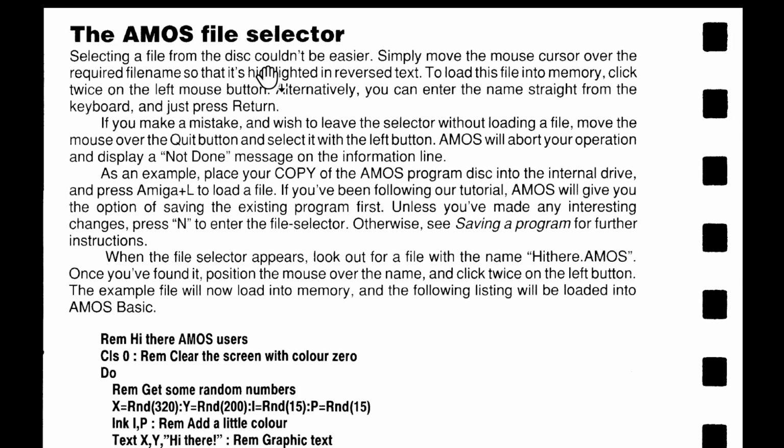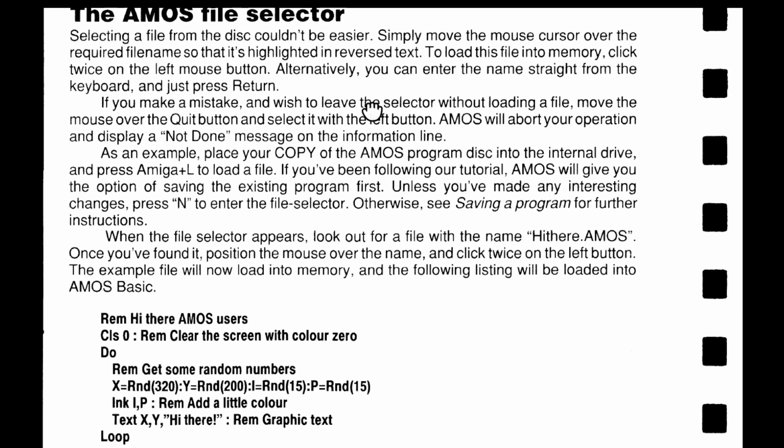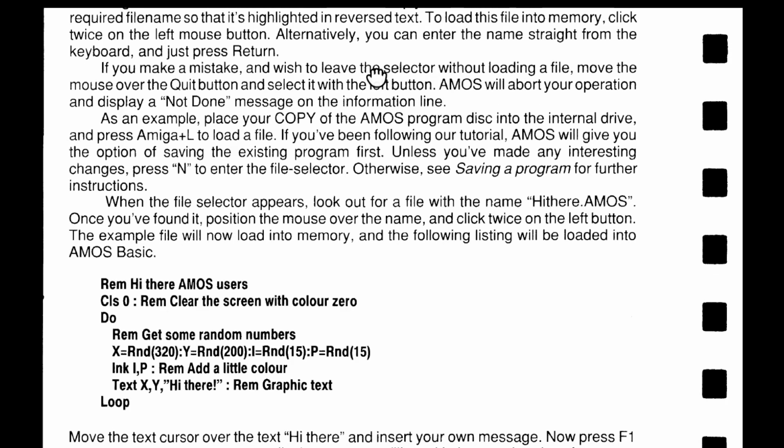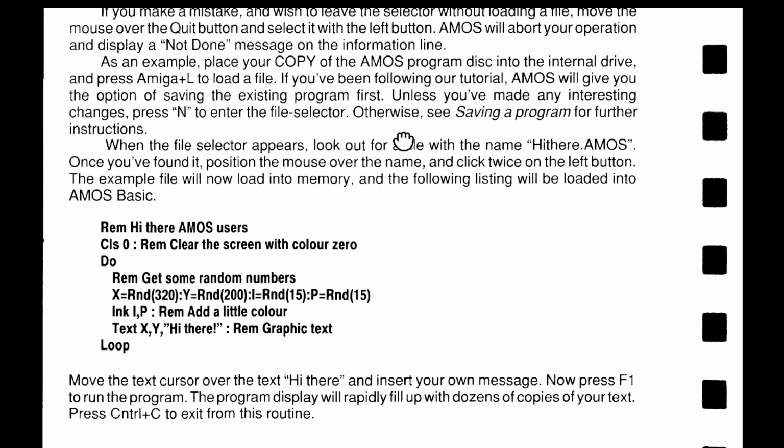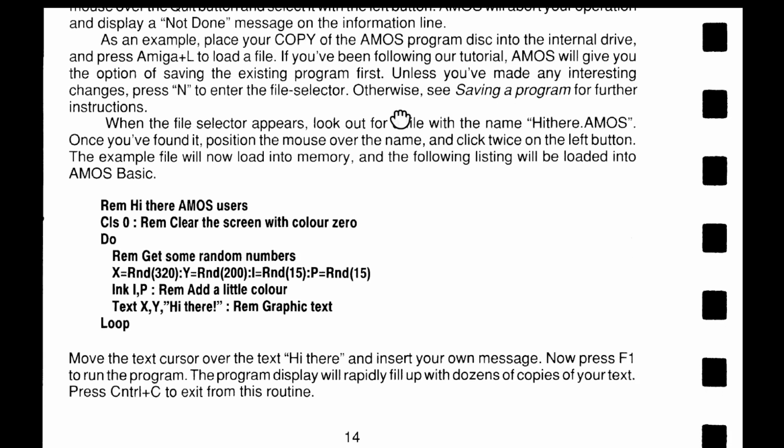Selecting a file from the disk couldn't be easier. Simply move the mouse cursor over the required file name so that it's highlighted in reverse text. To load this file into memory, click twice on the left mouse button. Alternatively, you can enter the name straight from the keyboard, and just press return. If you make a mistake, and wish to leave the selector without loading a file, move the mouse over the quit button and select it with the left button. AMOS will abort your operation and display a not done message on the information line.